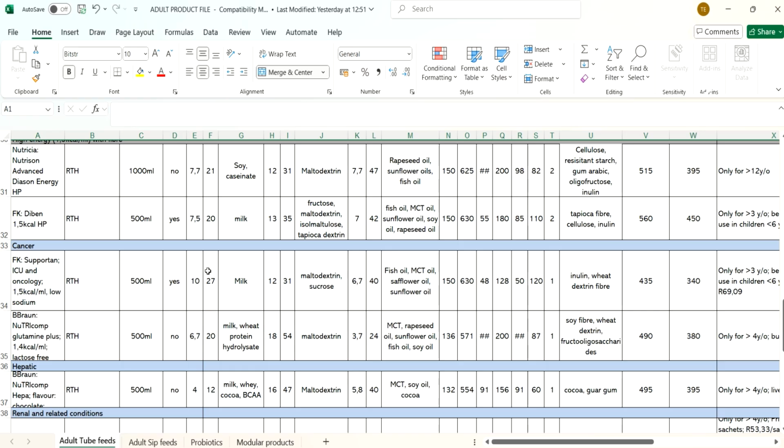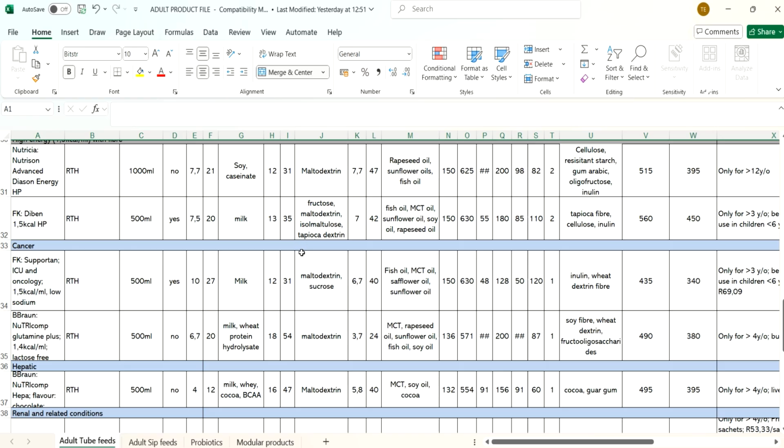For example, 10 grams of protein per 100 ml of feed is quite high if you compare it to 4 grams of protein per 100 ml, right? So that's quite high. So that's generally used in cancer patients, patients that are maybe in ICU, patients that are at risk for malnutrition, etc. You can use it. Again, the selection of your product depends on the clinical picture of the patient that you have in front of you.